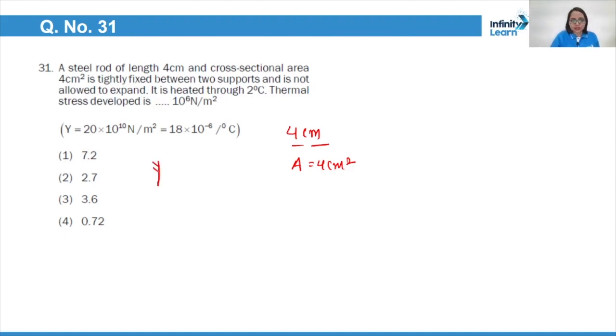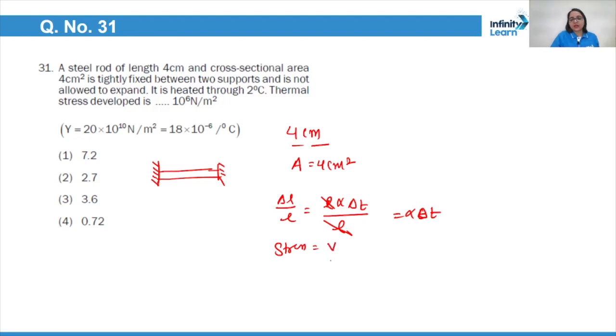So this is a rigid support, and we have this rod in between these two rigid supports. We are not allowing it to expand. That means there will be some stress and strain developed in the body, right? Strain is delta L upon L, and delta L can be written as L alpha delta T, divided by L. So it is alpha delta T. This is strain, right? Stress is Young's modulus into strain, which is alpha delta T in this particular case.